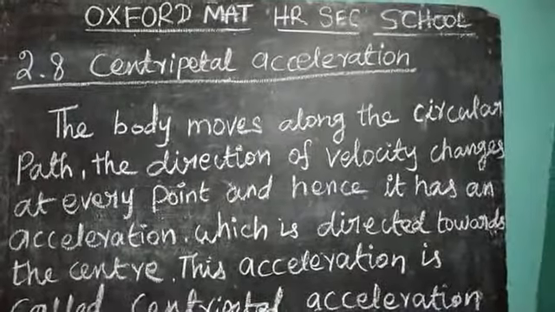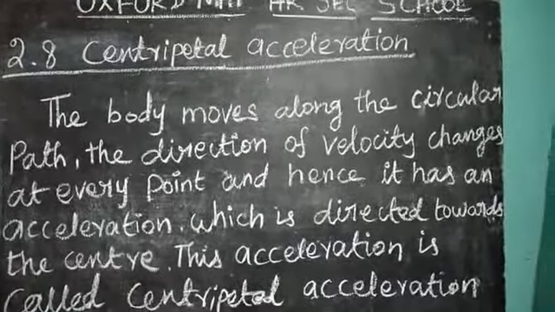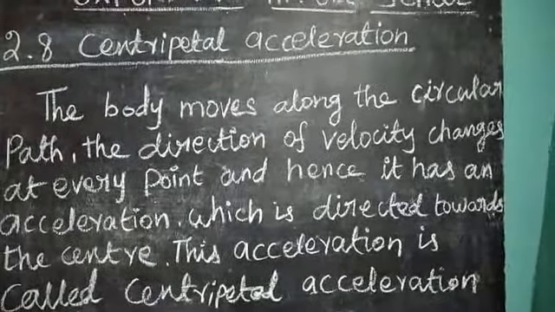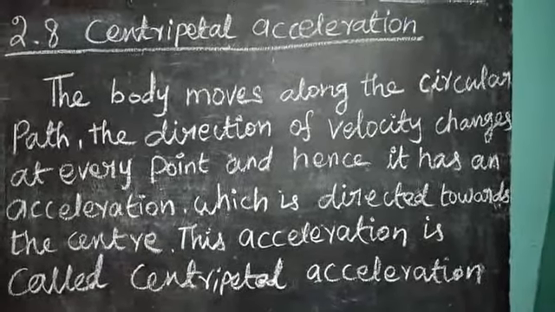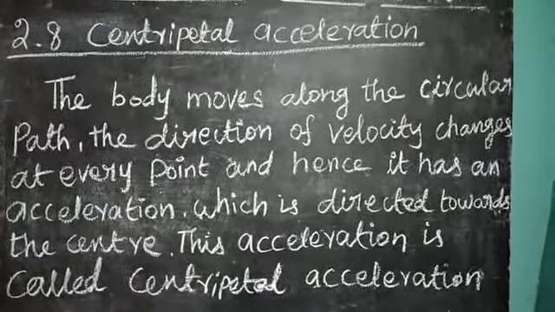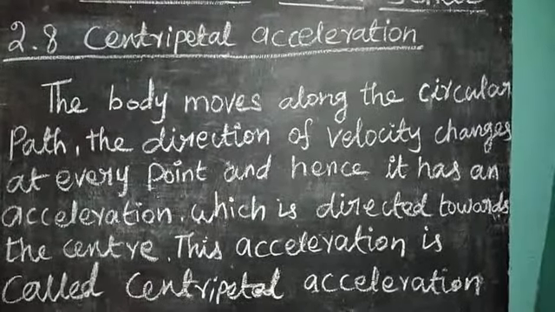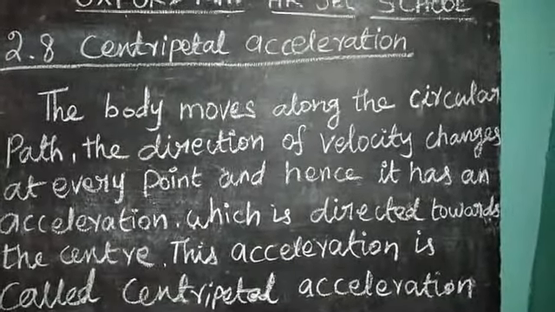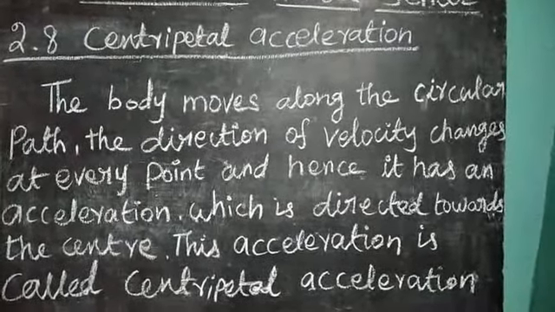What is meant by centripetal acceleration? When a body moves along a circular path, the direction of velocity changes at every point, and hence it has an acceleration directed towards the center. This acceleration is called centripetal acceleration. We already learned about acceleration. Acceleration means the rate of change of velocity, or velocity changes with respect to time.